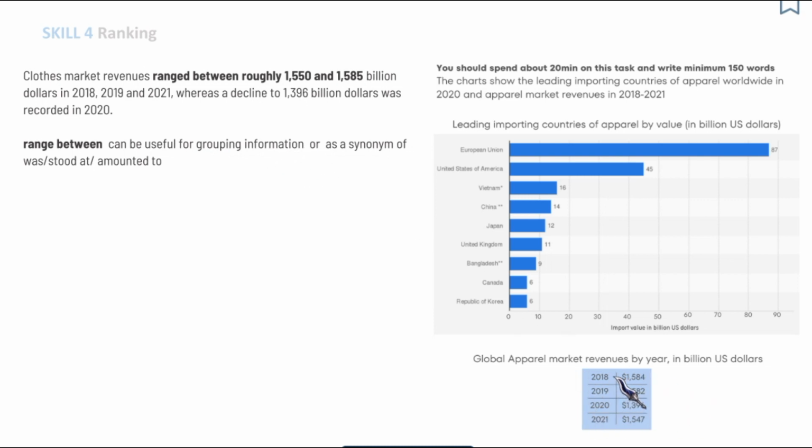So we only have 4 years here, and we see that 3 numbers are very similar. So the only number which is kind of different, which stands out, is the number for 2020. But the remaining 3 numbers I have grouped using the word ranged. So clothes market revenues ranged between roughly this number and this number in 2018, 2019 and 2021. There are 3 years that I have united, grouped, using the verb range between.